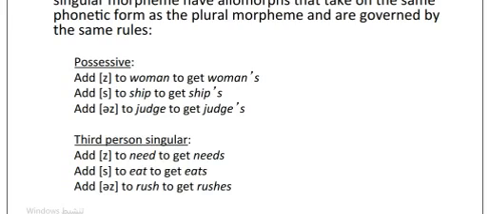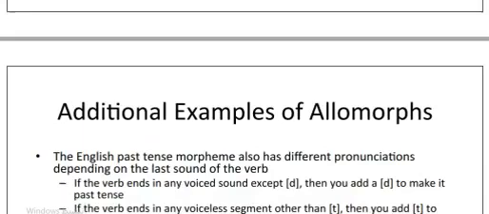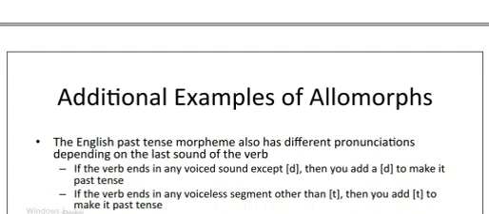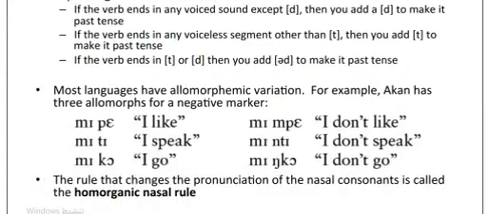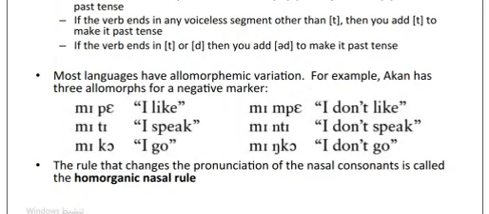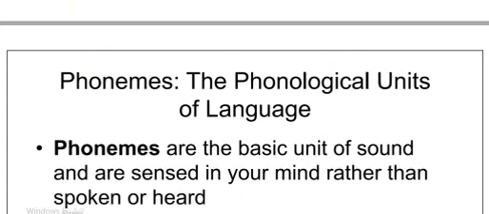Third person singular: need, needs, eat, eats, rush, rushes. So we're still applying the same rule. In this point here: I like, I don't like, I go, I don't go. So, homorganic, neither rule. I go, I speak, I like.